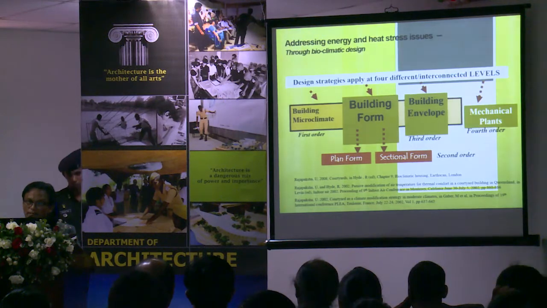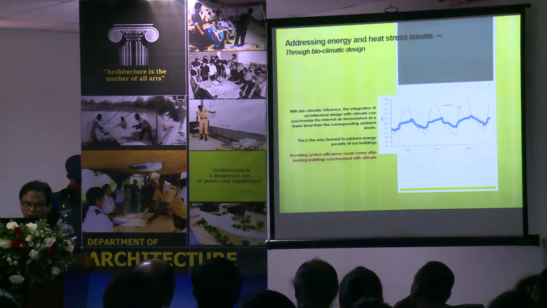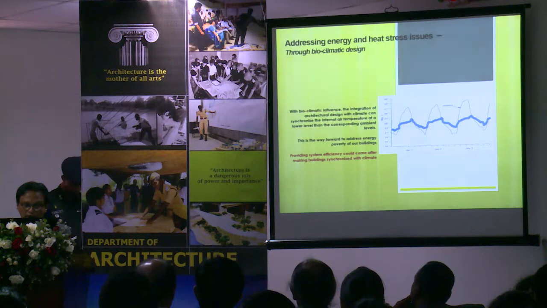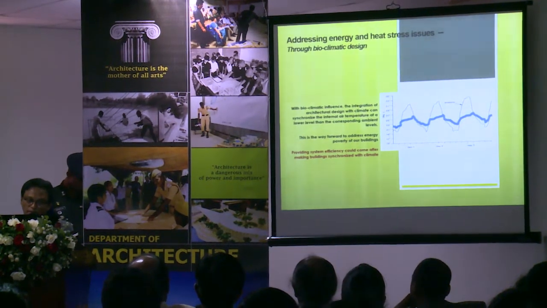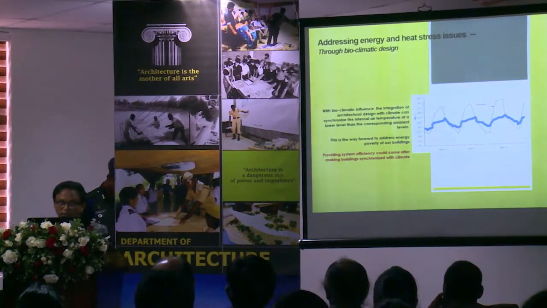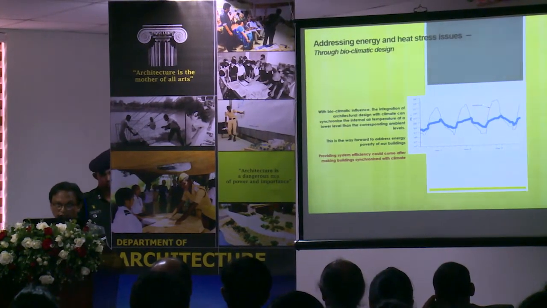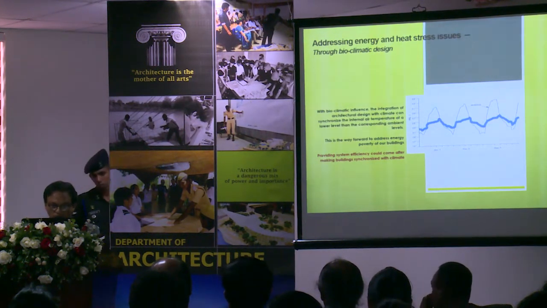And last, you can think about system efficiency. So these are the strategies. There are thousands of strategies you can integrate with the design, and the outcome could be like this. The black line shows the external peaks, the ambient temperature, which can go up to like 33 or 34. But the blue line is the internal temperature. You can synchronize the internal temperature by manipulating the architectural design, in terms of microclimate, plan form, sectional form and envelope.